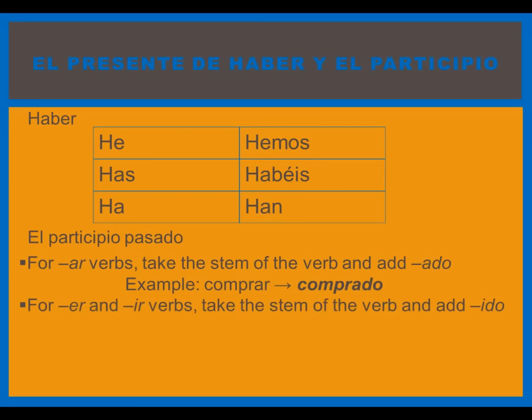For ER and IR verbs, again we use the stem of the verb, and we add ido to it. Tener is tenido. Vivir is vivido.